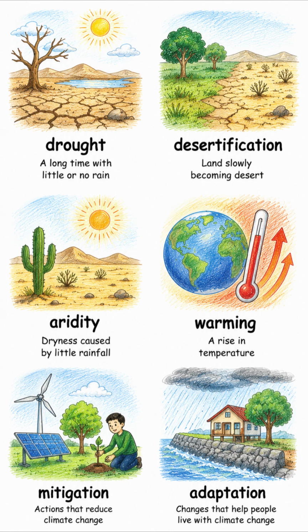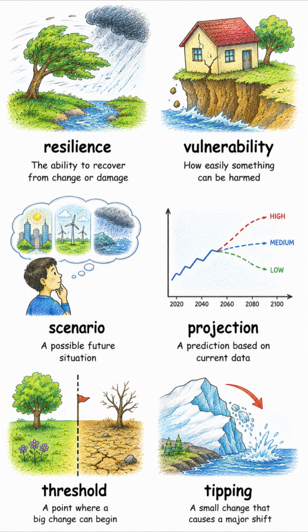Aridity, dryness caused by little rainfall. Warming, a rise in temperature. Mitigation, actions that reduce climate change. Adaptation, changes that help people live with climate change. Resilience, the ability to recover from change or damage.